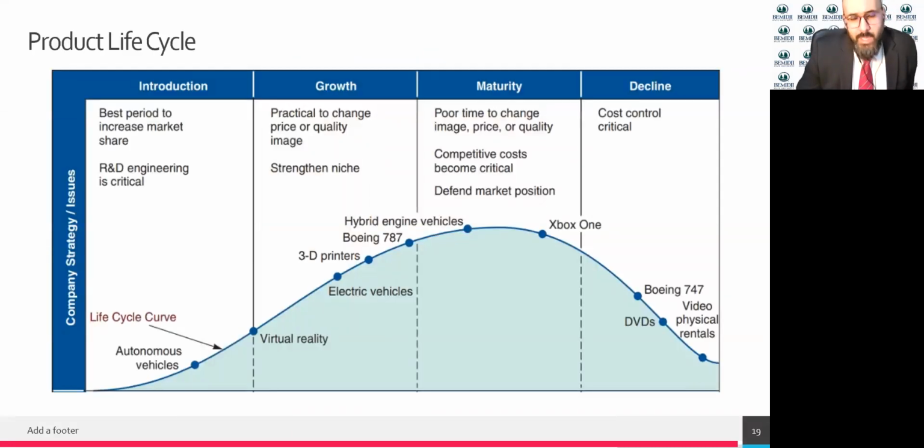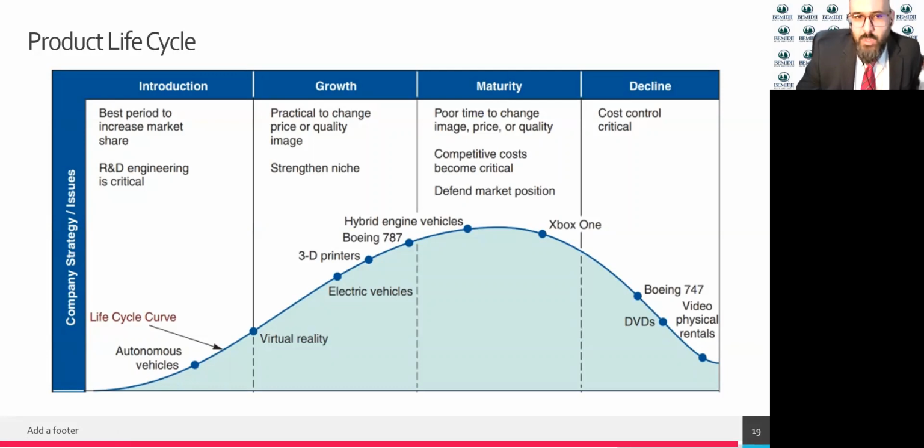When we talk about the SWOT analysis, we also need to consider the product life cycle, where we are in the life cycle of the product and service. There are four phases for the product life cycle: introduction, growth, maturity, and decline. Each phase requires operations managers to make decisions based on the phase. For example, in the introduction, that's the best period to increase market share, and you need to increase your investment in research and development. For example, the autonomous car would be considered in that phase.